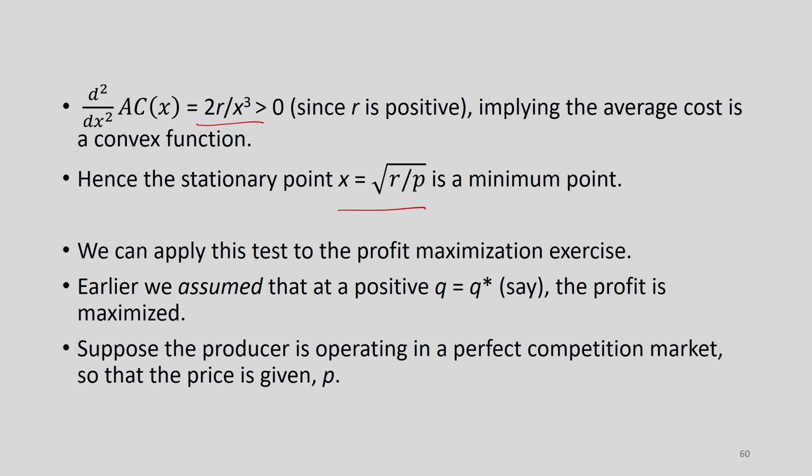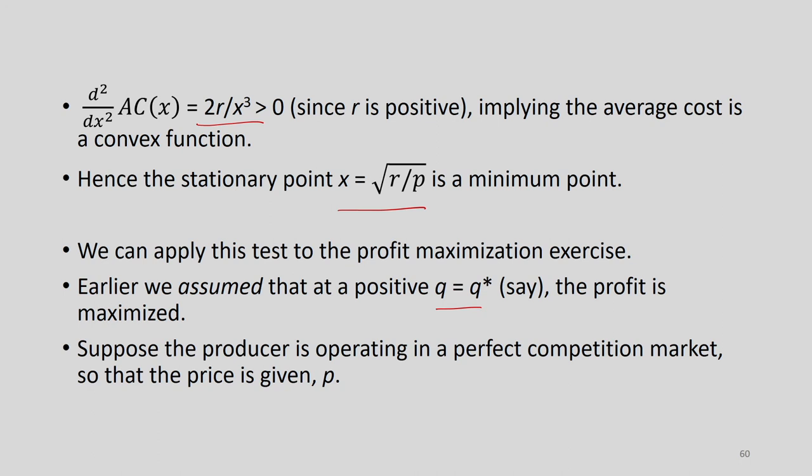Okay. We can apply this test of finding maximum and minimum to the case of profit maximization exercise. Here, earlier we assumed that at a positive q, that is output level q is equal to q star, say, the profit is maximized, right? And then we apply the necessary condition, right? If there is a maximum at a particular q is equal to q star, then the necessary condition will be satisfied, and then that condition will give us the value of the q star.